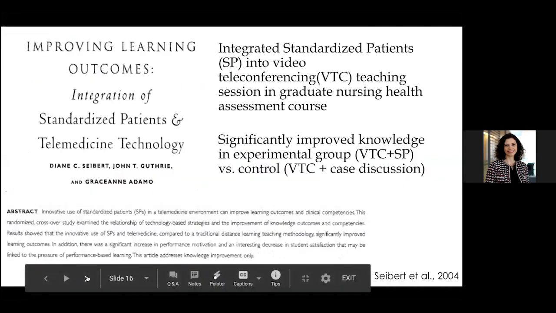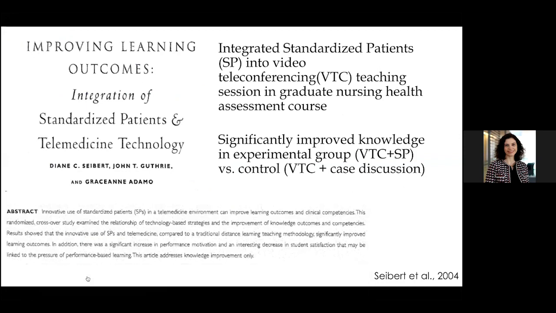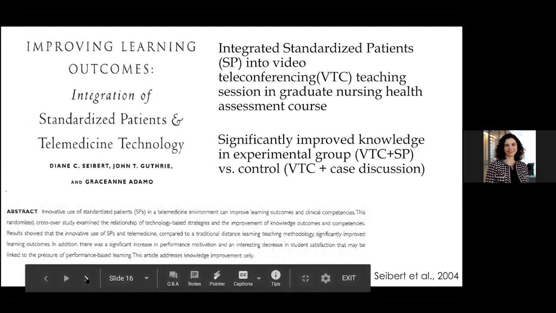So the last thing is that we can be creative about how we incorporate patients, whether they're standardized patients or real patients, into our interactions. And there's lots of evidence from the nursing literature in particular that suggests we can get a lot of benefit from a learning perspective if we incorporate patient perspectives into our teaching. I just wanted to point you towards this paper as an overview. This was a randomized controlled trial where they integrated standardized patients and compared it to video-based instruction and saw a significant improvement in knowledge and skill for an entire class of nurses that were taught using this methodology. Next slide.